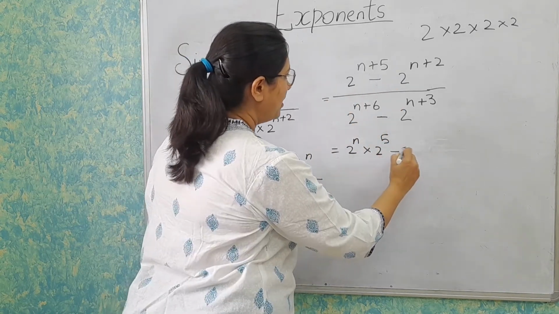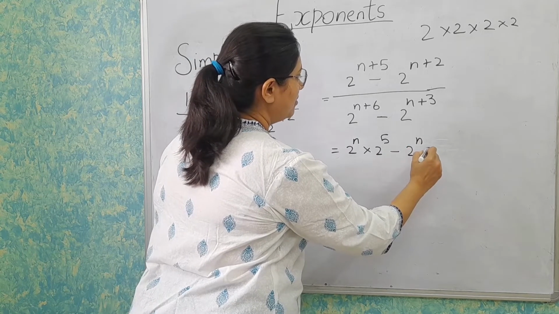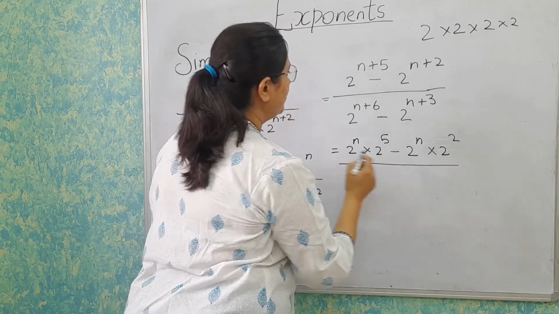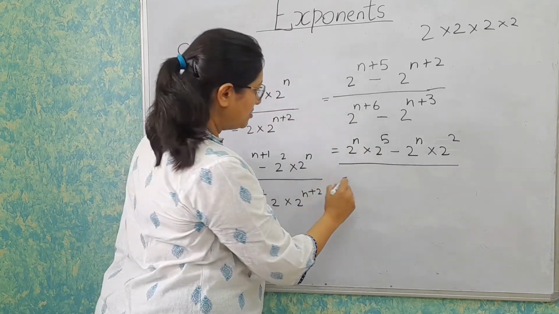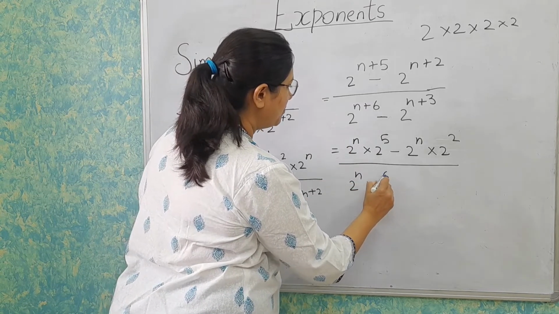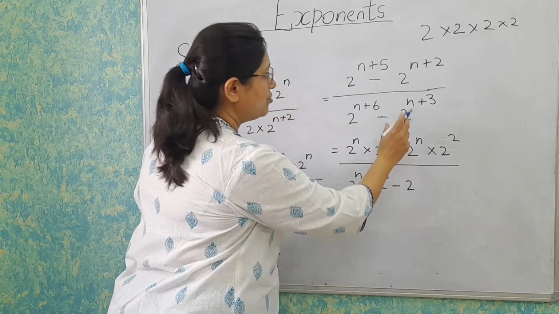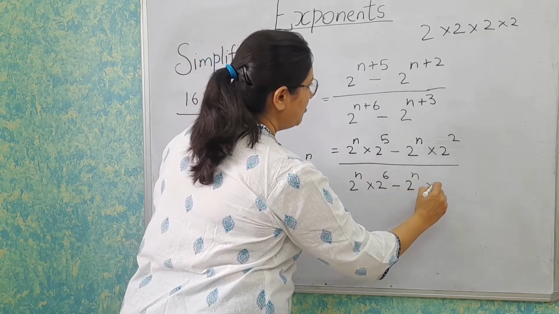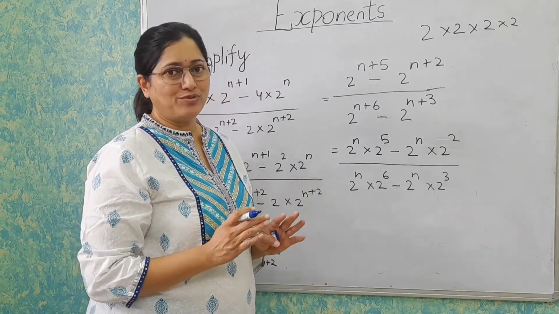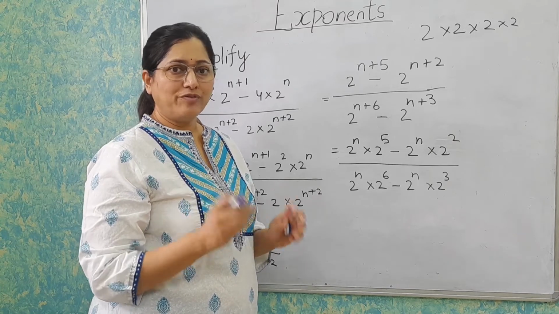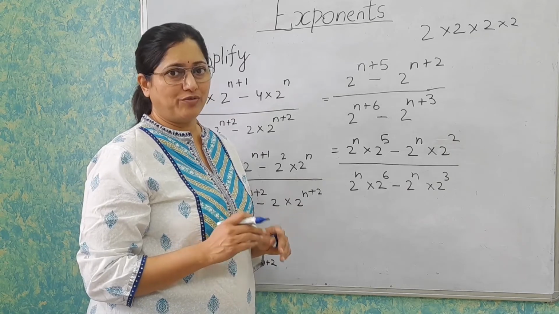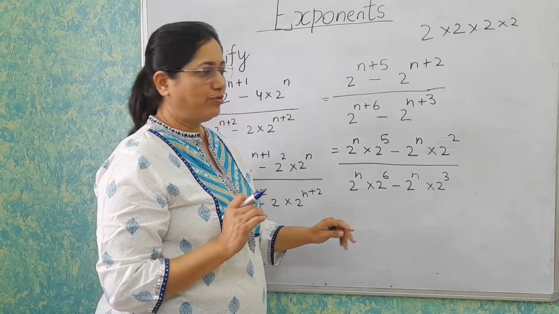So I will write minus 2^n multiplied by 2^2, divided by, again I will separate these two numbers. So I will write 2^n multiplied by 2^6 minus 2^n multiplied by 2^3. See, this type of question is very easy to solve if you know all the laws of exponents. If you have not seen my previous video, go to my playlist and check that video first. Then it is very easy for you to understand.